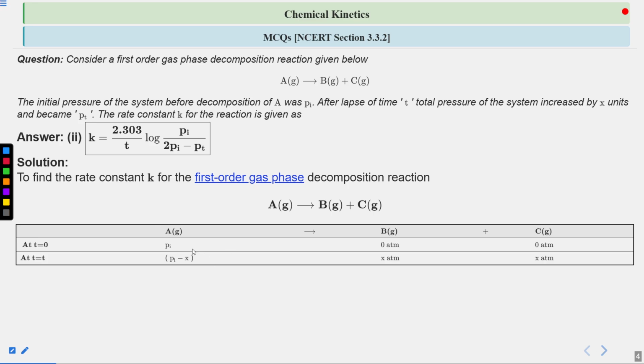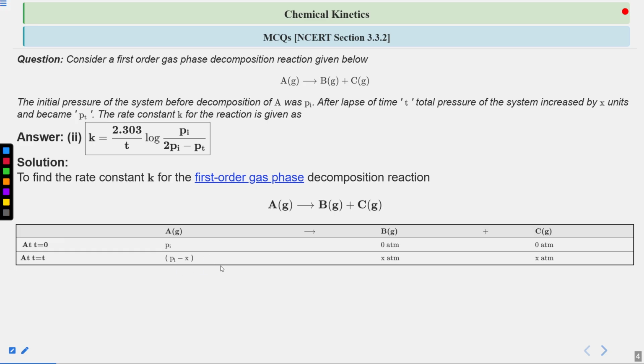So whatever amount of pressure is reducing from the reactant, that is going to be the pressure of the product. So if X amount of pressure is decreasing from the Pi of A, that is the reactant pressure, that same amount, X atmosphere, is forming the products. So B is having X atmosphere pressure, C is having X atmosphere pressure, and A is decreasing its pressure by X units.